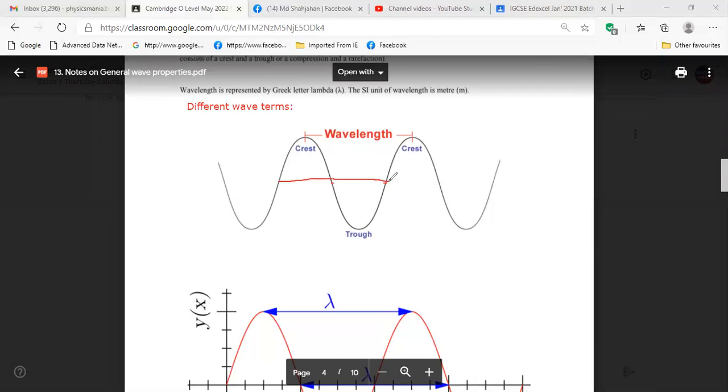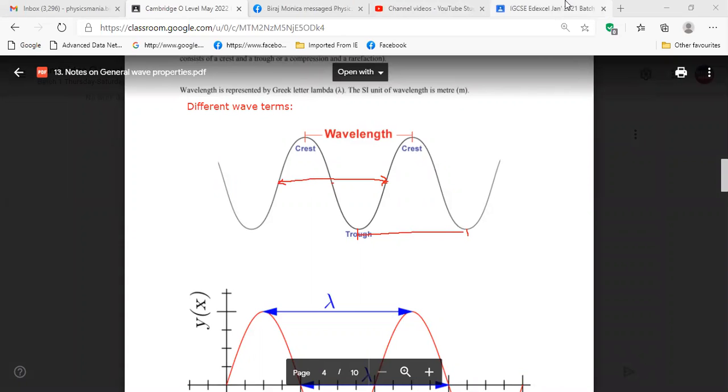That one you were saying, Mahi, the same thing, right? So this one is also known as wavelength. Is it clear? So wavelength we can actually show in three ways: trough to trough, crest to crest, and also from the starting of the wave to the end of the wave, right? Is it clear?